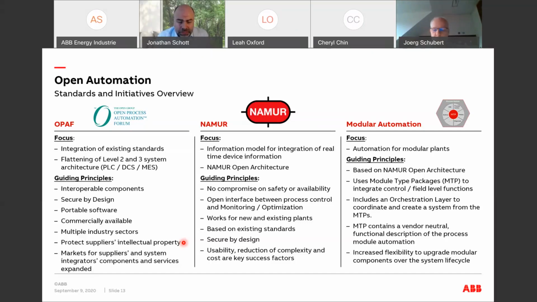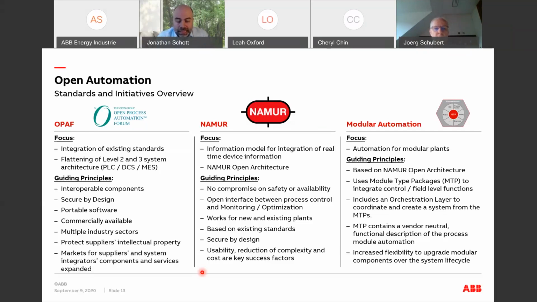Also very important is that multiple industry sectors are actually covered. Of course, the OPAF has been created and is driven by oil and gas and also chemical companies in the beginning, but in the meantime, there's over 100 members from all industries, so it's not focusing on one industry segment only. On the other side, it's important for vendors to really jump on a standard. They need to be able to protect some of their intellectual property, and that is also an aim of what the OPAF wants to do.